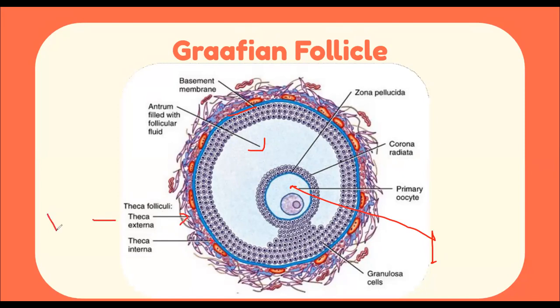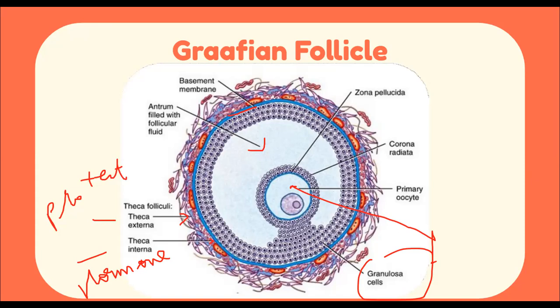The externa is mostly for protection. The interna is mostly for helping in production of the hormone estrogen. Granulosa cells will also assist in production of the hormone. They will support hormone production. They are surrounded, as you can see, in concentric layers.